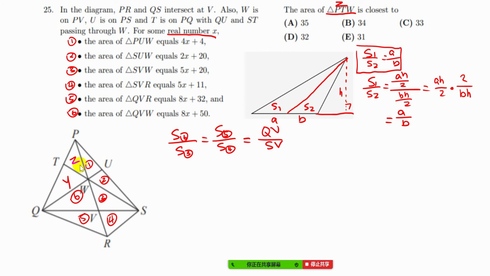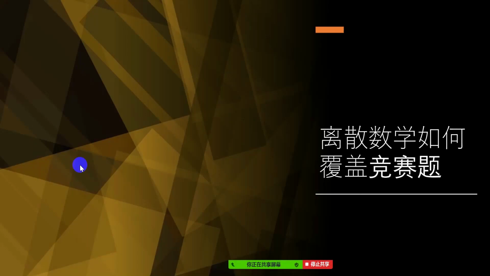So there would be 8x plus 50 over 5x plus 20, which is S6 over S3, would equal 8x plus 32 over 5x plus 11. And then we solve for x. And then we can do this on a separate sheet of lined paper. So I'll just use the next slide, which is the cover for the 离散数学 part.